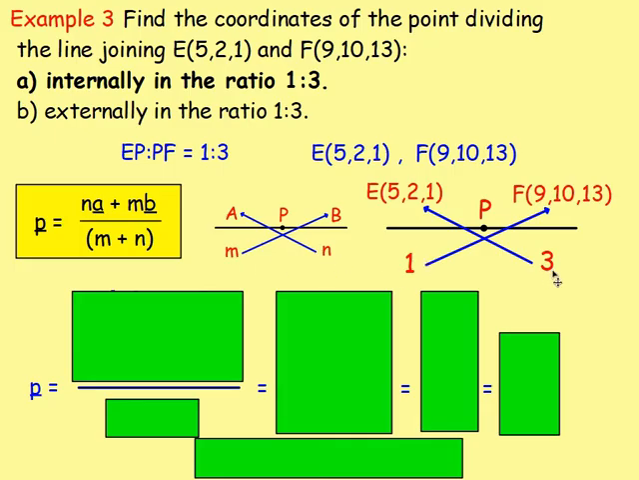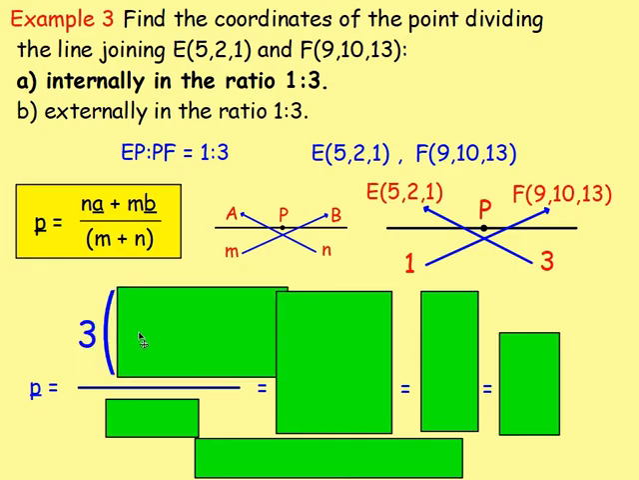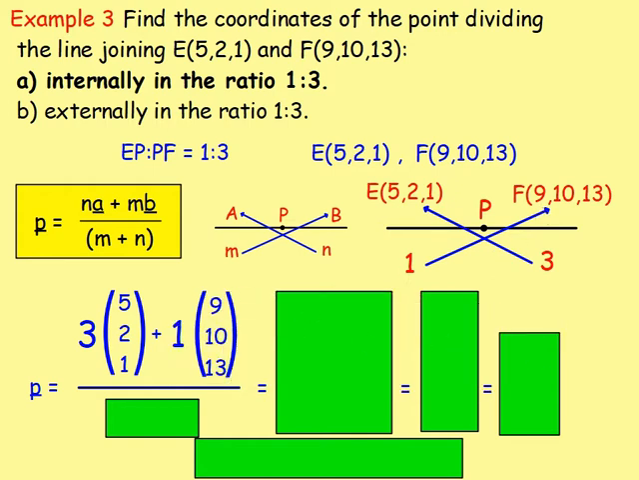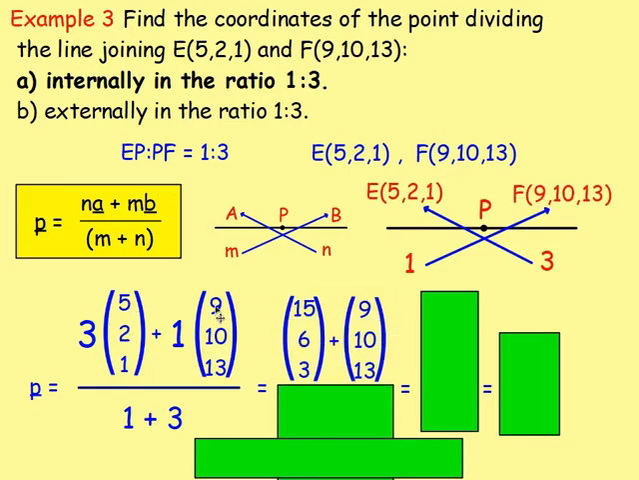I'm then going to be doing 3 times position vector E. So it's 3 times the (5, 2, 1), plus 1 times position vector F. So it's going to be 1 times (9, 10, 13). And I'm dividing that by the sum of the two numbers in the ratio. From there, multiply the 5, the 2, and the 1 by 3. Multiply the 9, the 10, and the 13 by 1. And 3 add 1 will give me 4.